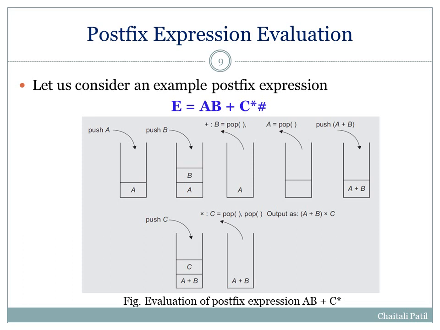First step, read the expression from left to right till the end of the expression. Here we are using hash to indicate the end of the expression. Next step, separate the tokens in the expression. As I mentioned, here A, B, this plus, C, asterisk, all these are the different separate tokens.